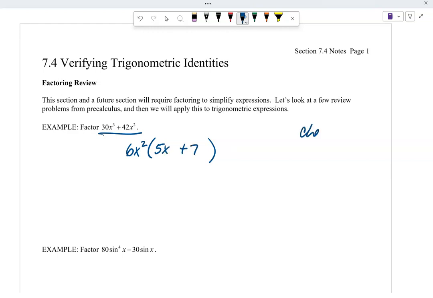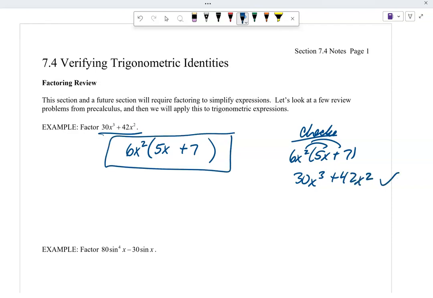And if we check our factorization, if we distribute it back, it should give us the same thing, right? There's our 30x cubed, there's our 42x squared. And so we're like, yep, there it is. So factor out the greatest common factor.